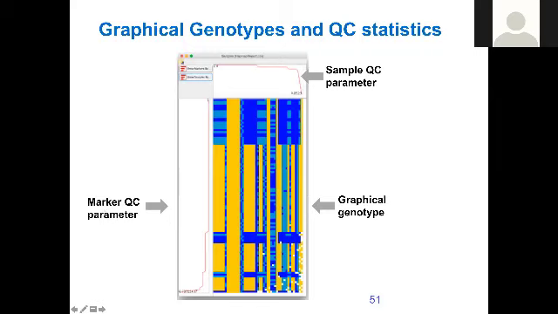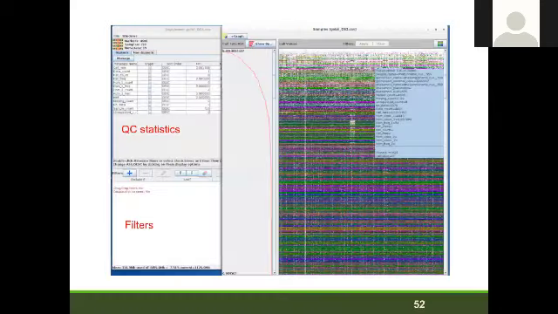We can compare marker QC parameters with sample QC parameters and the graphical genotype together in one window. This may be very good if you have very big data and very many QC statistics. We can apply different filters, and you can see the trend. Like there are some white places, right? This marker may be missing and so on. It's even being improved, and we may spot some recombinations, like in a biparental chromosome. So it's under development.